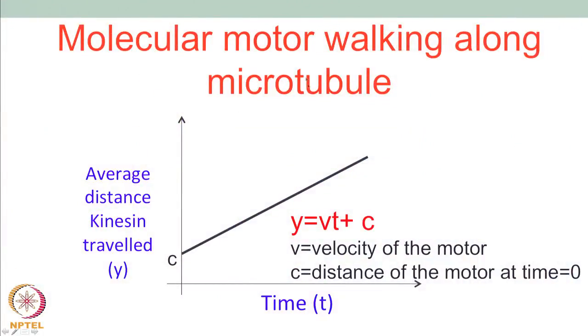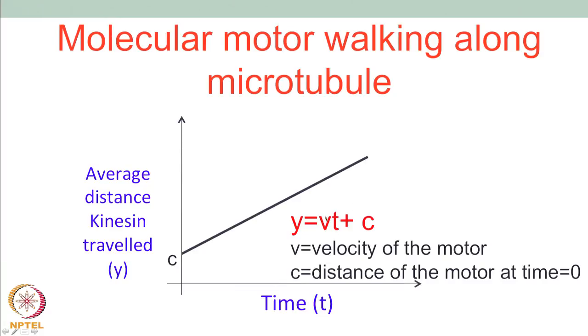If you have a molecular motor walking along a microtubule, you can write a typical equation like y is equal to vt plus c, where v is like the slope m and t is like x. So it's like y is equal to mx plus c, where the x-axis is t and the y-axis is the distance the kinesin traveled. In this equation, v is the velocity of the motor, and c is the distance at time t equal to 0. So this is the graph that is plotted here.